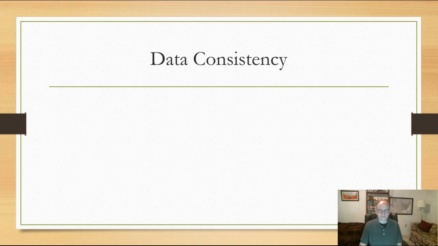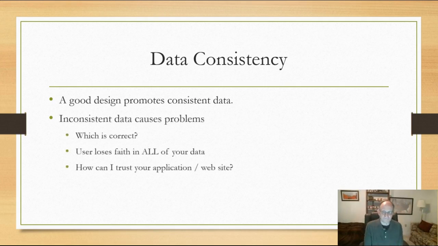Now let's talk about data consistency. If we have a good design, we want to promote consistent data. We have problems when we have inconsistent data. For example, I go to one part of the application and it says my balance is $100, and I go to a second part of the same application at the same time, and it says my balance is $200. Is one correct, one wrong, both wrong? I don't know. So we want to ensure we have consistent data.